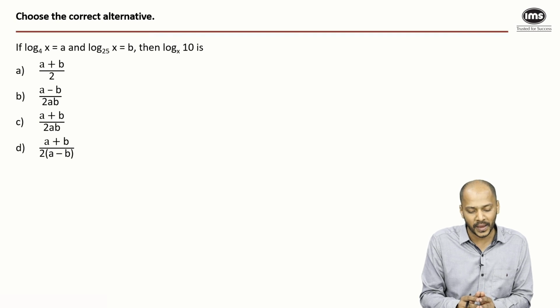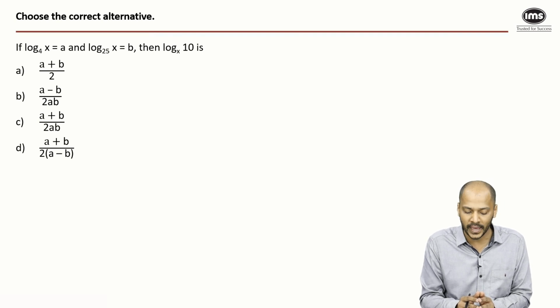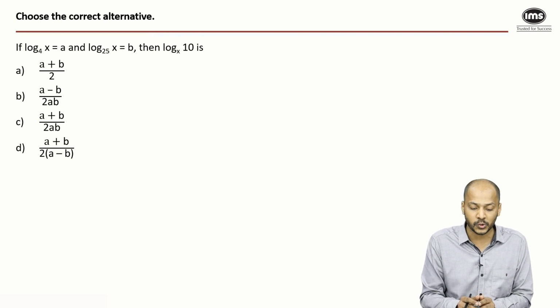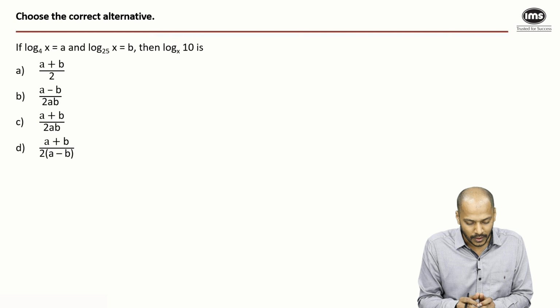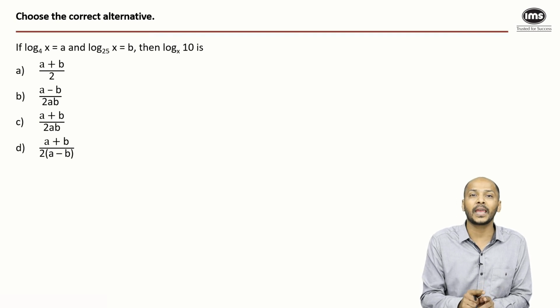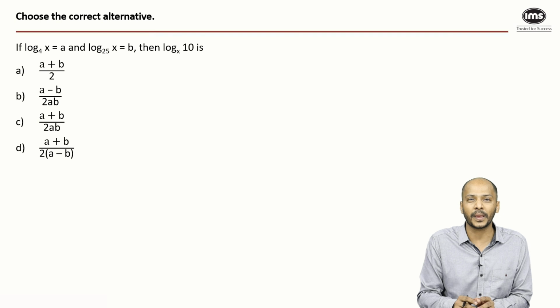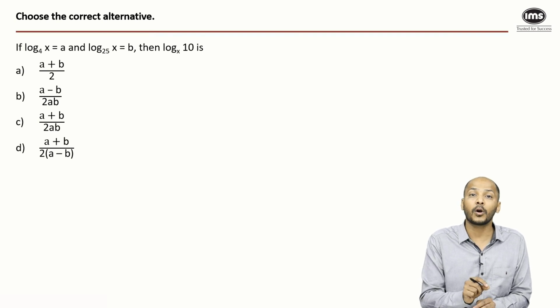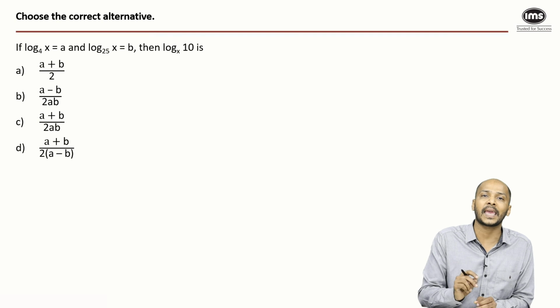Log of x to the base 4 is equal to a, and log of x to the base 25 is equal to b. Then find the log of 10 to the base x. If you look at the first two relations that were given, they involved log of x to different bases. And finally, the question that was asked involved log of something to the base x.